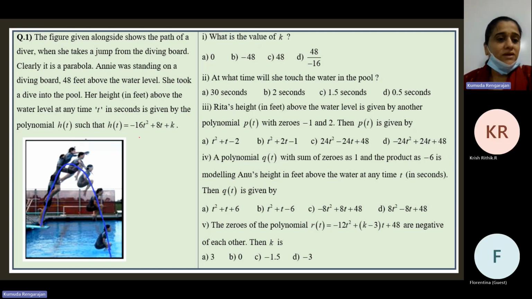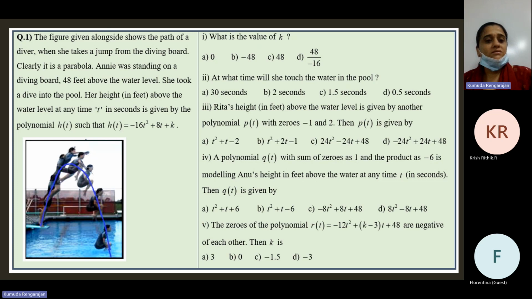Annie was standing on a diving board 48 feet above the water level. So she's just in position now. Annie's just taken the position. She has not attempted to dive. She's still, so the time now is 0 seconds.